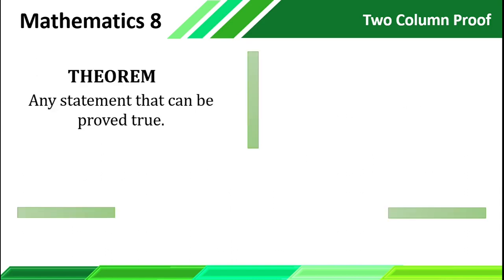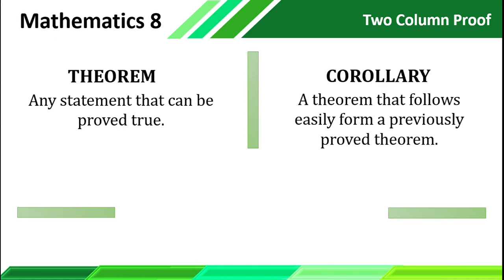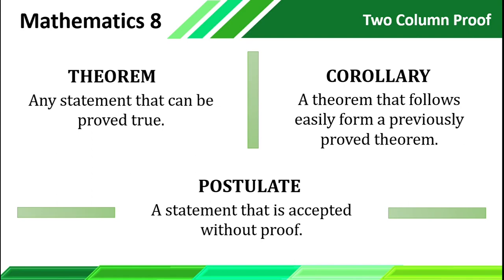So when we say theorem, it is any statement that can be proved true. We can also use corollary, a theorem that follows easily from a previously proved theorem. We also have postulate, a statement that is accepted without proof.